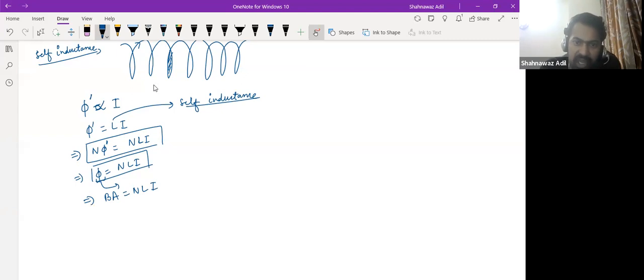And how much is the magnetic field inside a solenoid? Yeah, the magnetic field inside the solenoid is mu naught n I, right? Is it clear? This is mu naught n I and A, and that is equal to n L I, right?